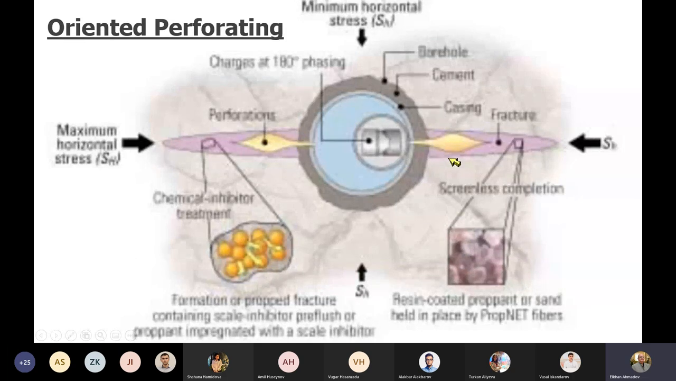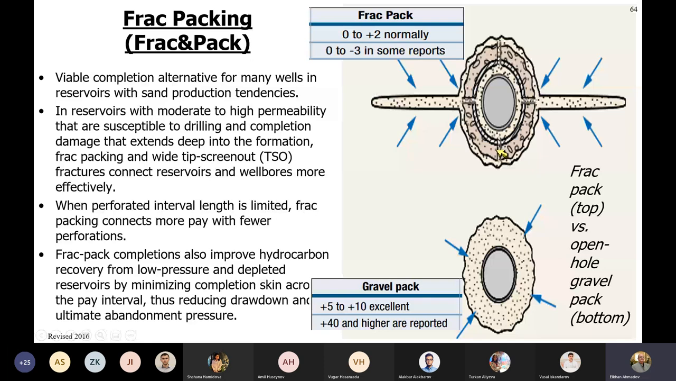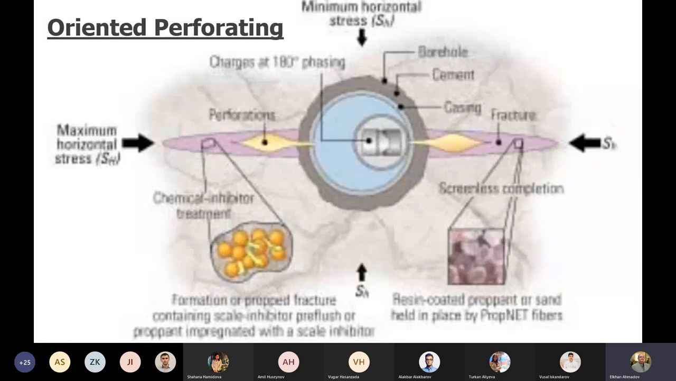It is almost the same as, well, it's not the same, but this is with the frac packing. In frac packing, we have a sand or gravel pack around the wellbore. In this case, we just perforate, and due to the high pressure, we have a fracture. Also here we have oriented charges which are phased at 180 degrees, so they are oriented oppositely. It's just shown only one charge, but the charges are located on opposite sides, so we perforate in both directions to increase the reservoir exposure.